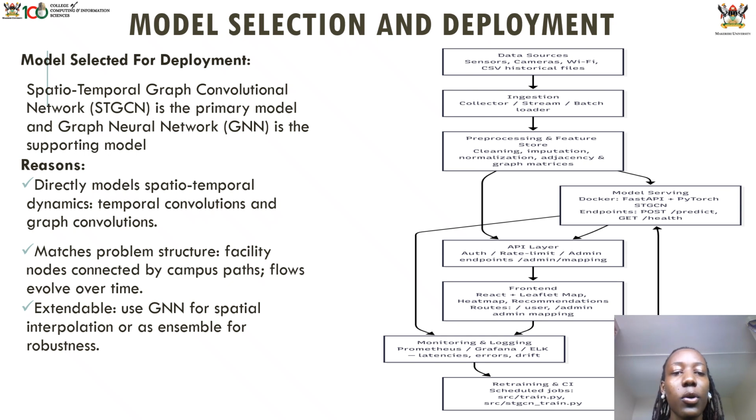So we chose this because this model can model both spatial temporal dynamics, temporal convolutions, and graph convolutions, and it matches the problem structure, the facility nodes connected by campus pathways, and how flows evolve over time. Then it was extended by the GNN for spatial interpolation as an ensemble for robustness. That is the architecture, the data input, how it's going to be in the APIs we use, the API layer, the front end, so on and so forth.